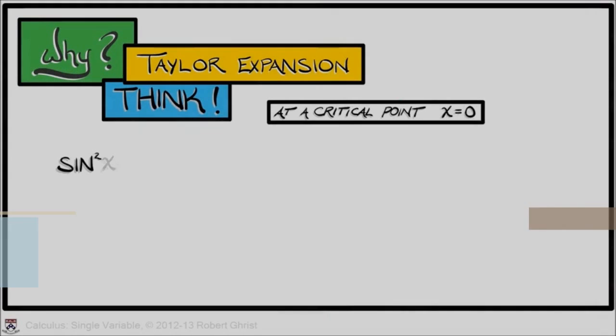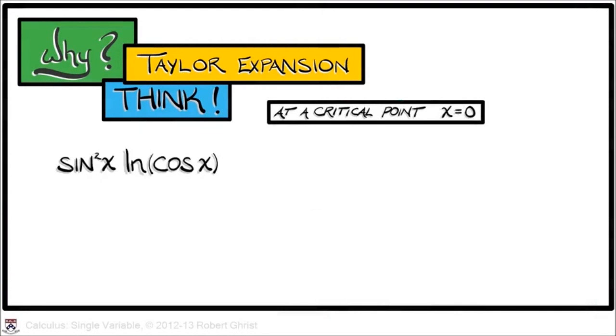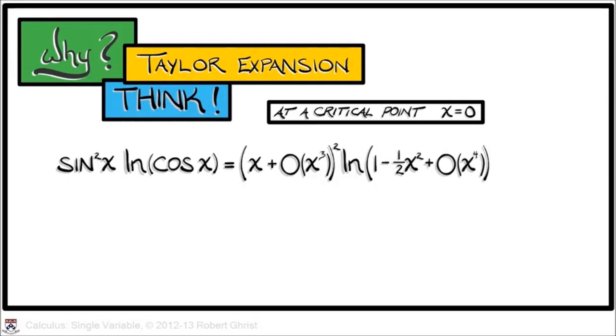Let's consider the simple example, sine squared x times log of cosine of x. This has a critical point at x equals 0. What happens when we Taylor expand? Sine of x becomes x plus big O of x cubed. We square that and then multiply it by the log of what? Well, 1 minus x squared over 2 plus big O of x to the fourth.